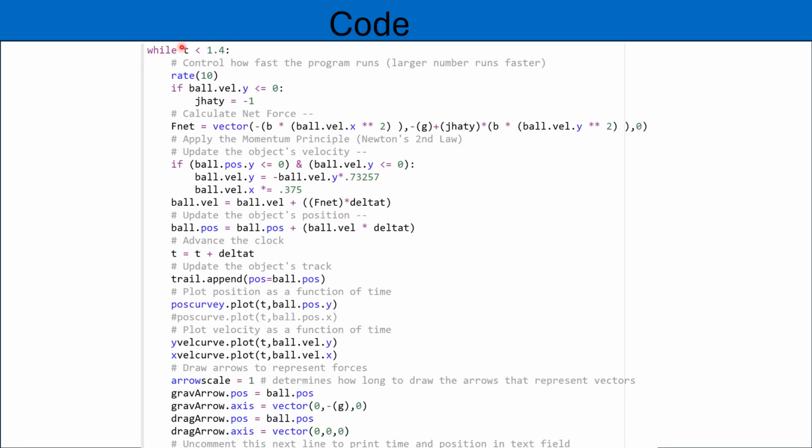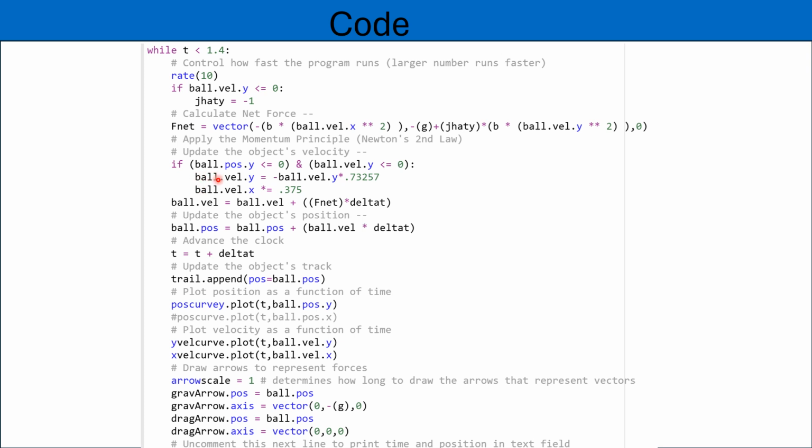So then let's look at our code. It's a while loop, while t is less than 1.4 seconds, because that's the length of the video. It checks if the velocity is less than 0, and if it is, j hat flips the sign of y, because the drag will need to be going in the opposite direction, which you'll see here. Then we calculate the F net. For the x direction, the only thing we have to worry about is drag, and for y we have to worry about gravity and drag, which is velocity squared times the coefficient.